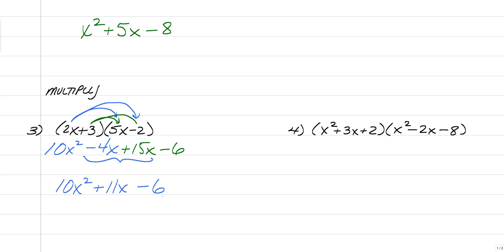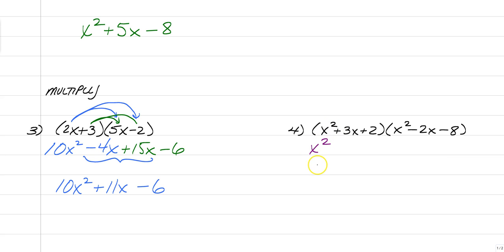Now you might have heard of that as foiling, but I don't use foiling because it does not work for this, because we have a first, a middle, and a last of each term. So I don't like using a term called foiling. But there's another way that you can do this, and it also works for the first example. And what you do is you distribute.